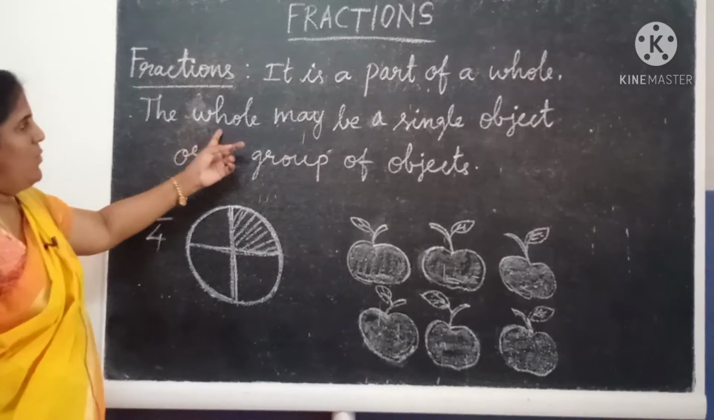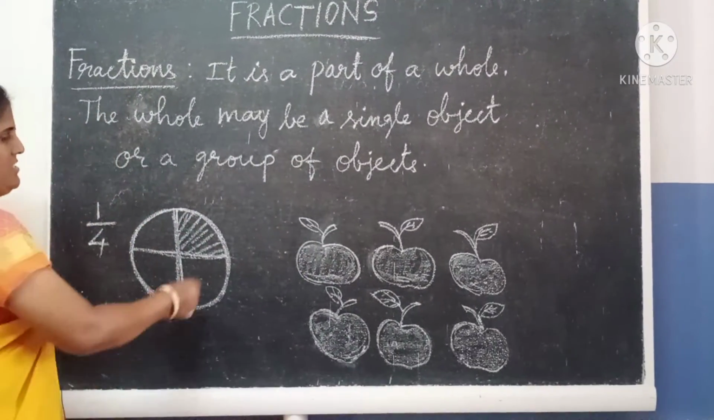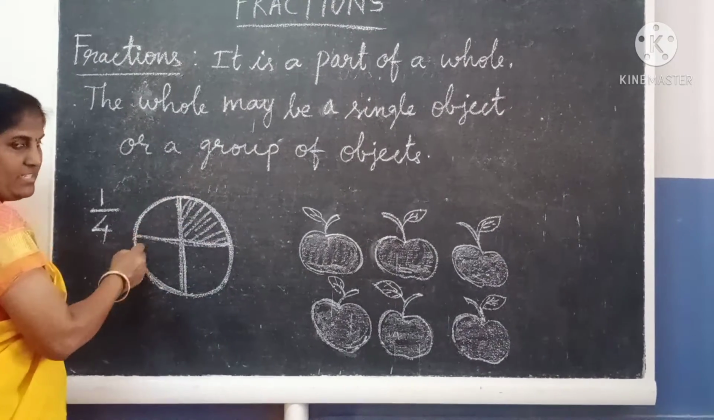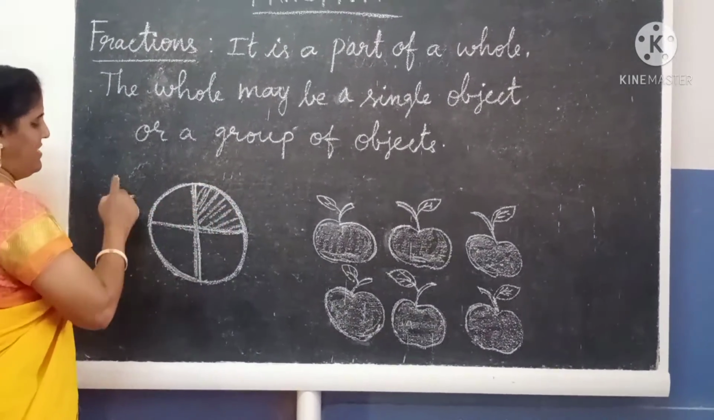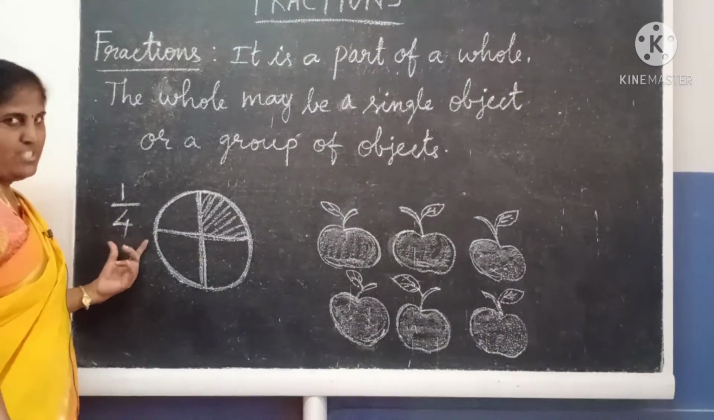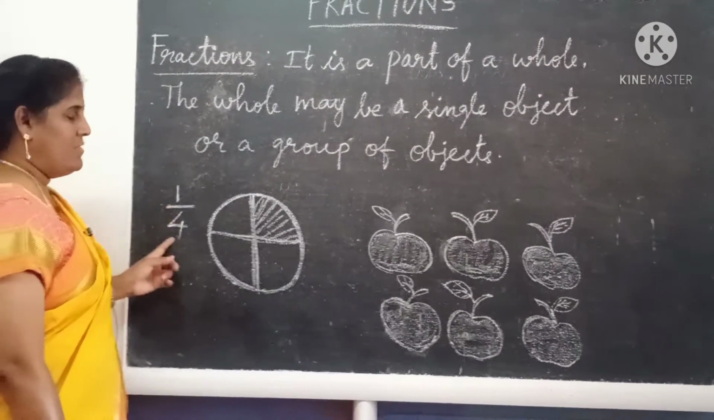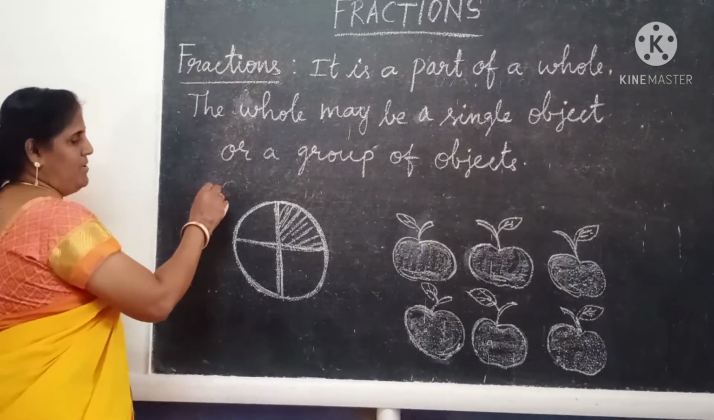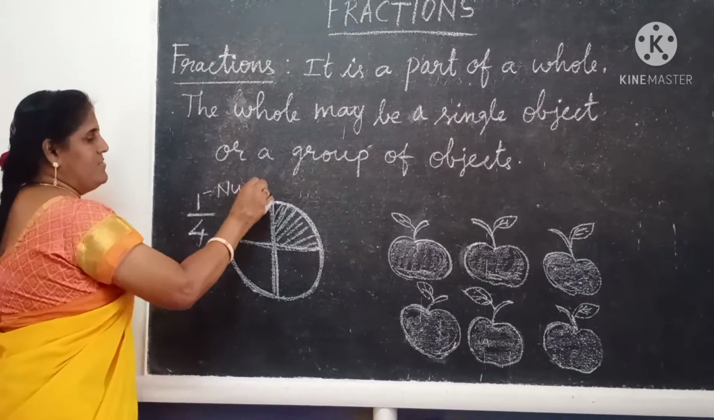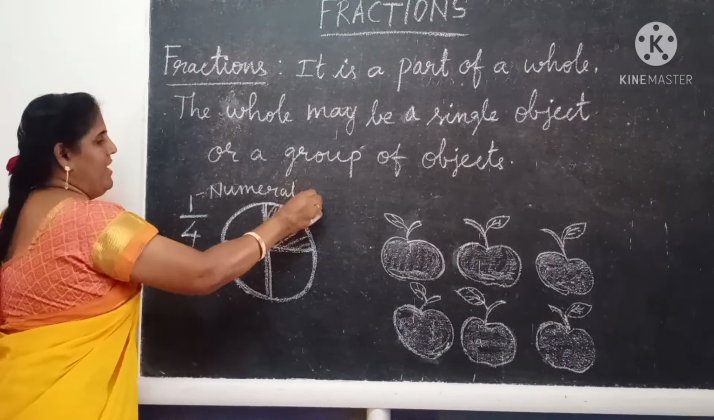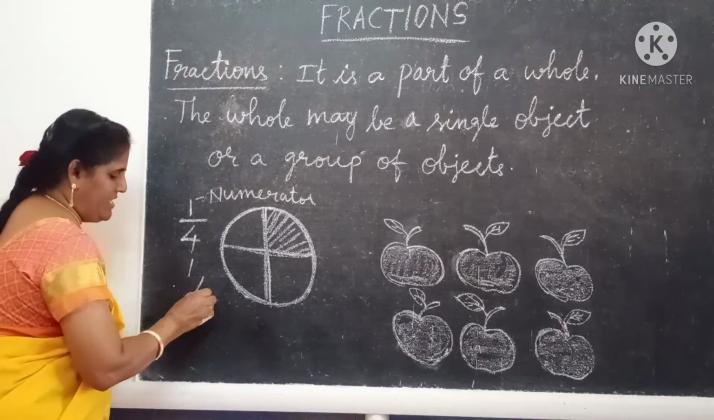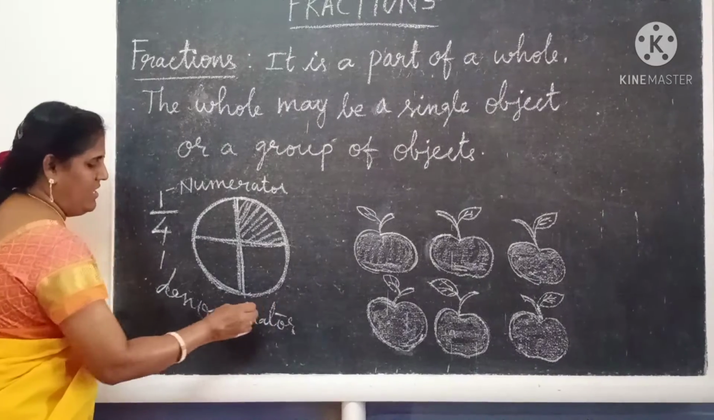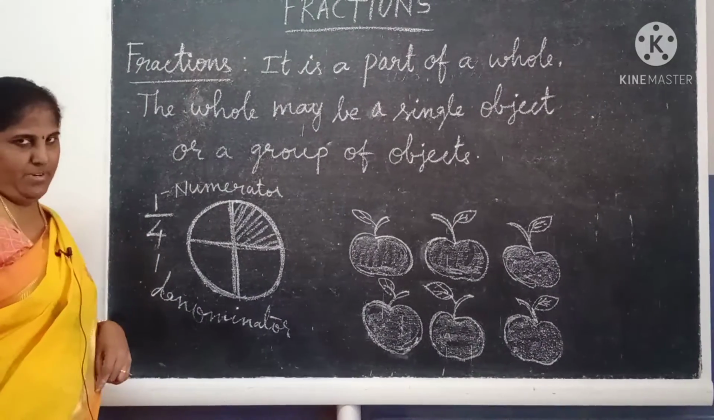That's why the given whole may be a single object. See, a cake is a single object. We divide it into 4 equal parts. One part is shaded, so the answer is 1 by 4. That is a fraction number. A fraction number contains 2 parts. The upper part is called the numerator, and the lower part is called the denominator. Upper part is the numerator and lower part is called the denominator.